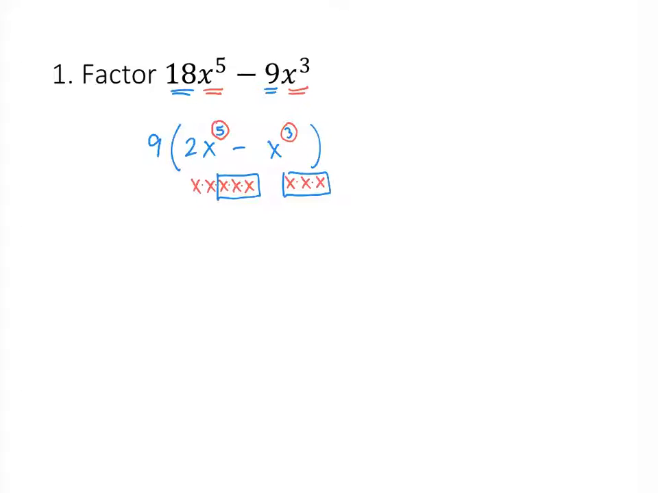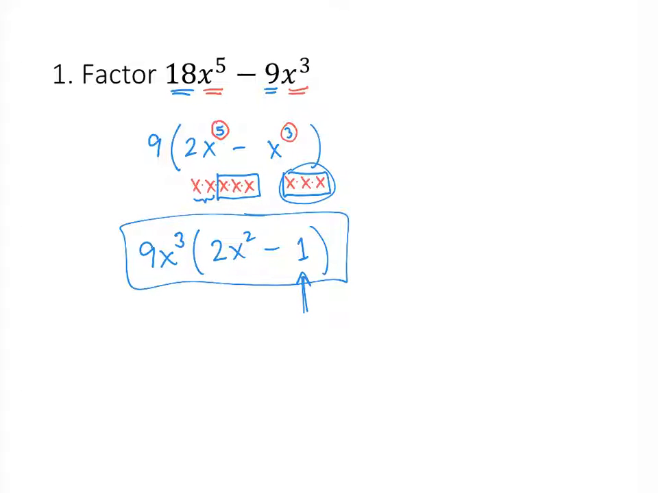And so when I factor that out, I get 9, the 9 is still there, and then I get x cubed. Now when I take out those 3 x's, what's left is 2 x's, so x squared. And when I take out these 3 x's, what's left is x cubed divided by x cubed, which is 1. Really common mistake to forget to put that 1 there, so watch out for that. But that's how we would factor our expression.